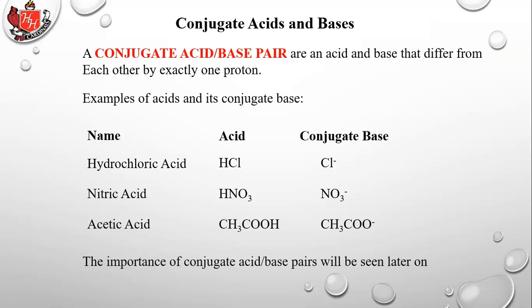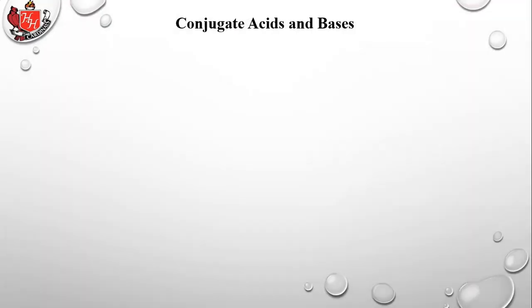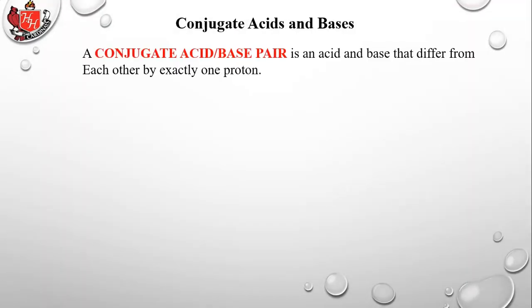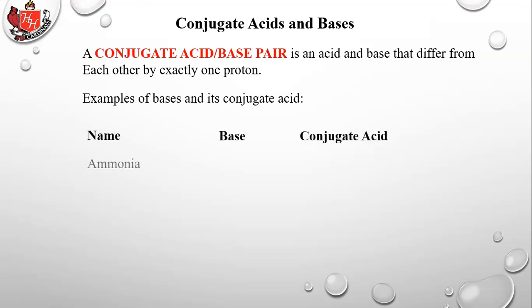The importance of conjugate acid-base pairs will be seen later on. A conjugate acid-base pair is an acid and base that differ from each other by exactly one proton. Examples of bases and their conjugate acids: ammonia, which we've seen before, is NH3. When it adds a proton, it becomes NH4+. Bromide, which is Br-, if it adds a proton, it would become HBr.